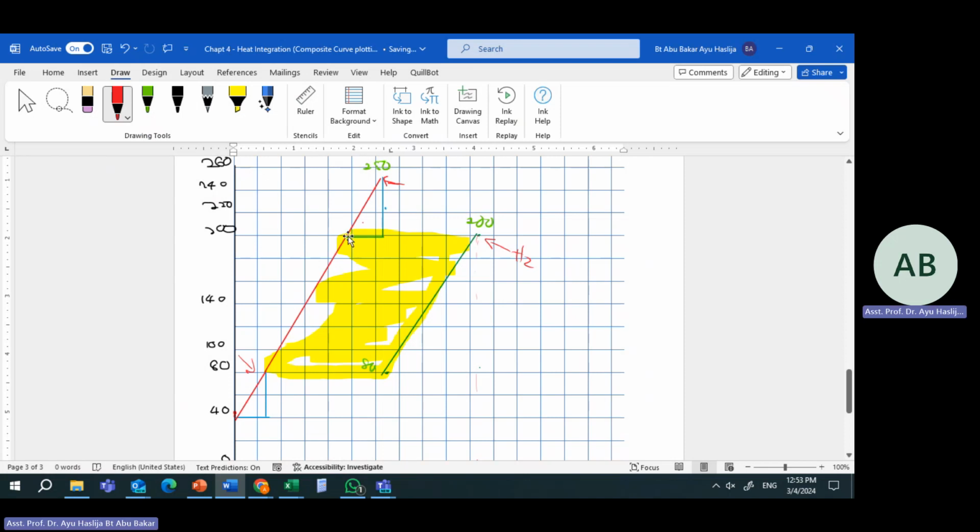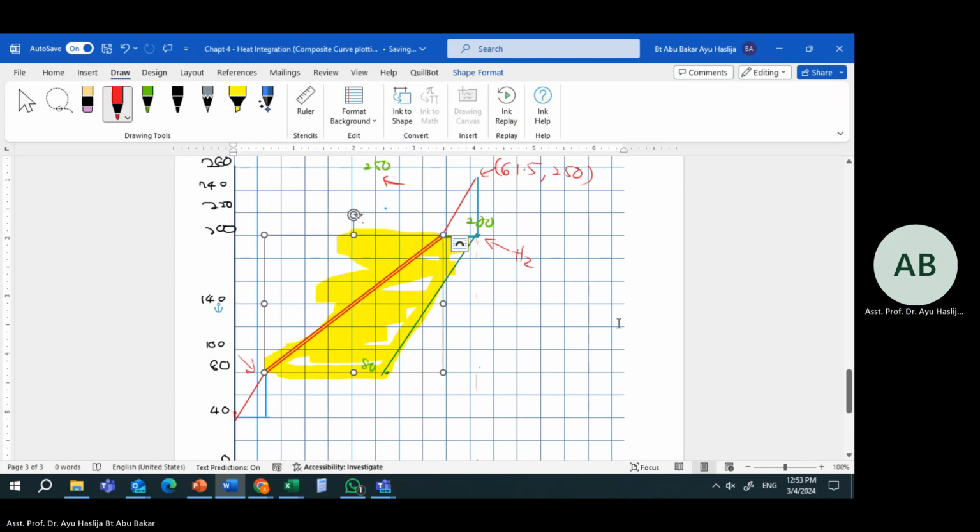So here must fall at 61.5. The last point over here should be 61.5 and 250. Now, to combine the overlap area, we drag to the point. This one is the correct one.